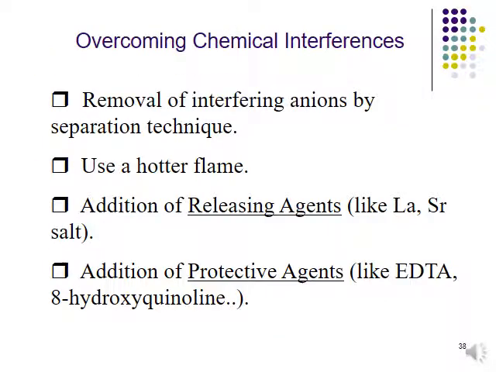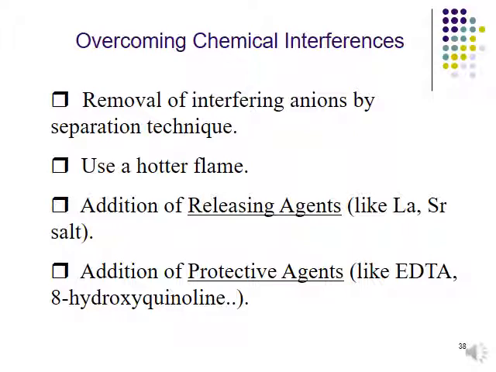Okay, so now we look at how we can overcome the chemical interference. The first step is to remove interfering anions by a separation technique. You can use solid phase extraction or liquid-liquid extraction. It depends on your sample and your analytes.